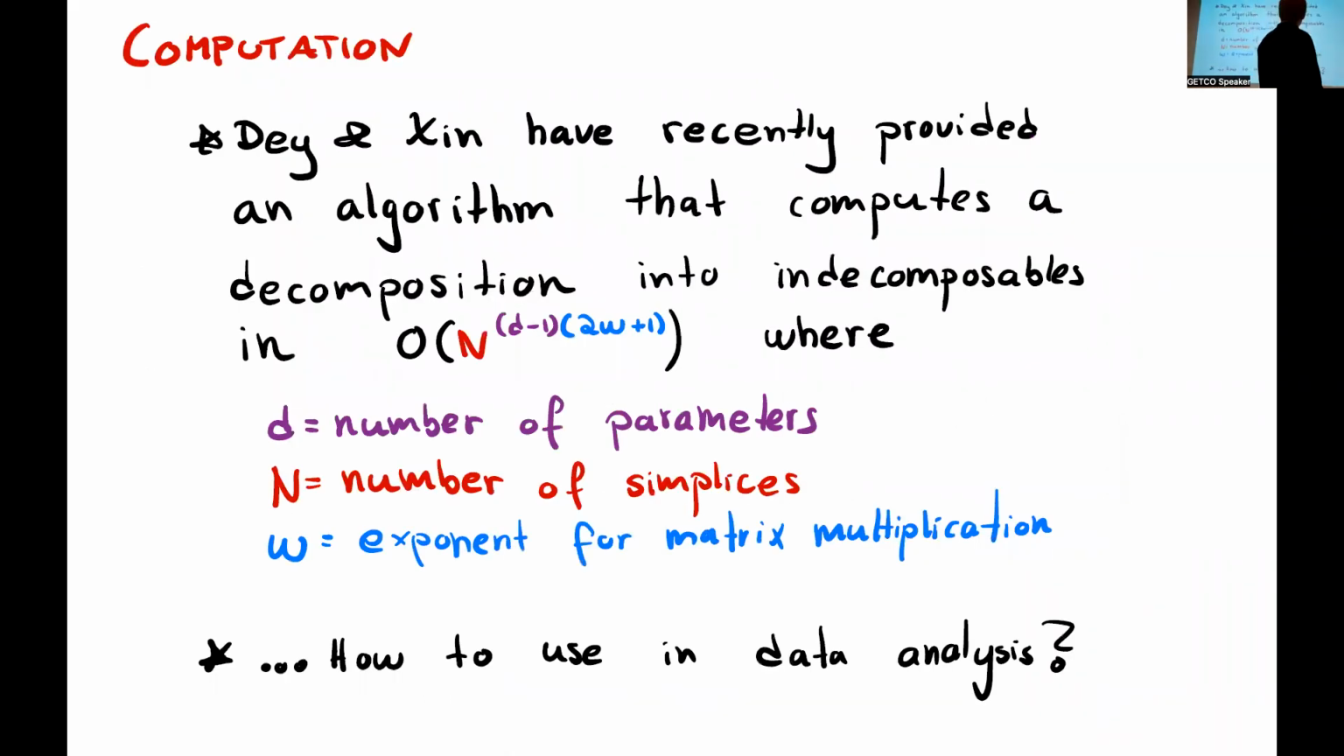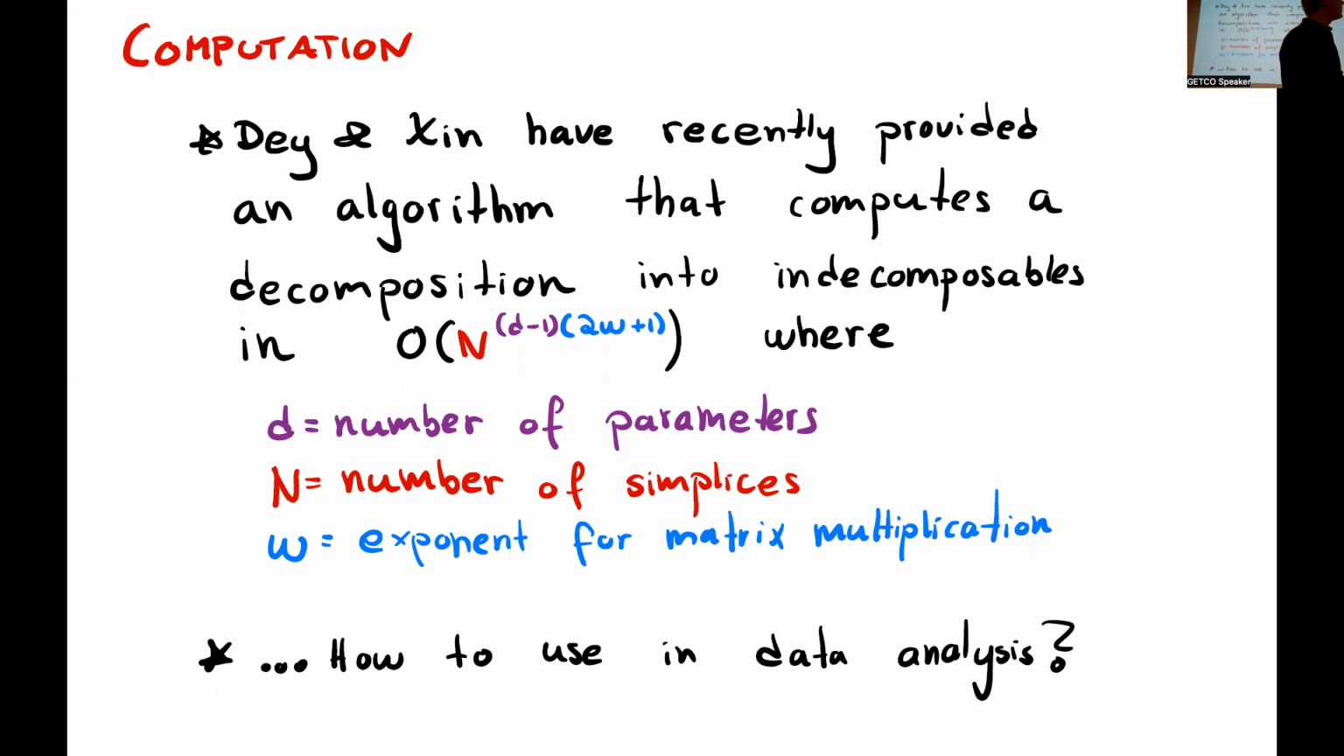Jay and Sin have recently provided an algorithm that takes a bifiltration as input, under one condition I'm not going to mention, and the output is a decomposition into indecomposables in a way that mimics the persistence algorithm, but in the multiparameter case. The running time here is big O of n, where n is the number of simplices, to the power (d minus 1) times (2 omega plus 1), where d is the number of parameters. Typically in our field, d will be equal to 2 because we're doing bipersistence. And omega here is the exponent for matrix multiplication.